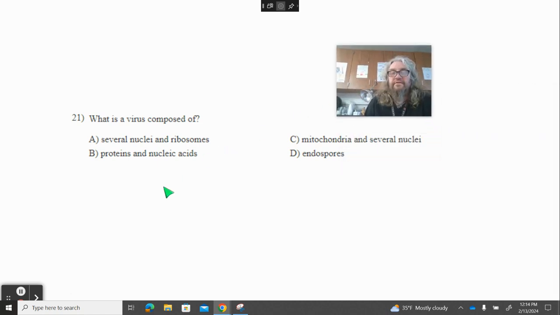Here we go. Number 21. What is a virus composed of? A, several nuclei and ribosomes. B, proteins and nucleic acids. C, mitochondria and several nuclei. Or D, endospores.